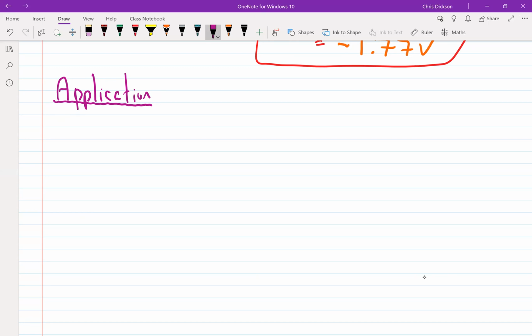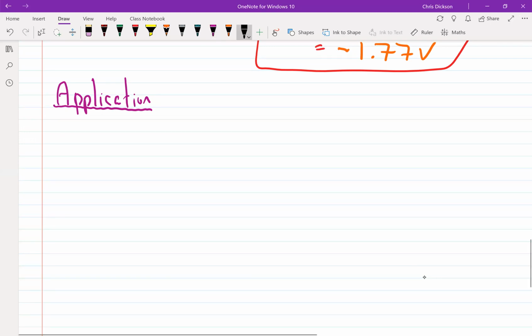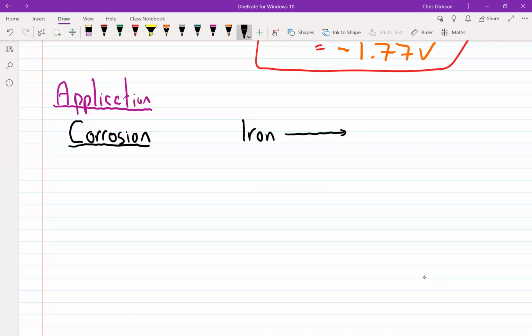So some of the applications or things we see them in, the main one that I think is really important for you to know about is the process of corrosion. Okay. So corrosion can take many different forms. The most common one we would associate corrosion with would be the corrosion of iron metal. So this is where iron is oxidized. And when it gets oxidized, it's more commonly called rust, or the rusting process.